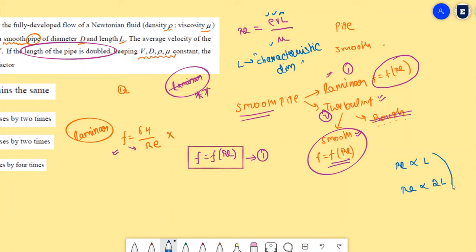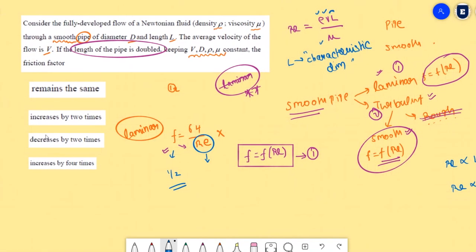So Reynolds number is what is happening? It's becoming doubled. So if Reynolds number is becoming doubled, friction factor will become 1 by half. Okay, there is a possibility. So it decreases by 2 times. You would have thought that this is the correct answer, but obviously it is wrong. Okay, it is not correct.